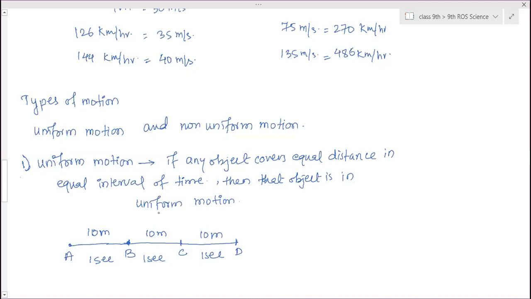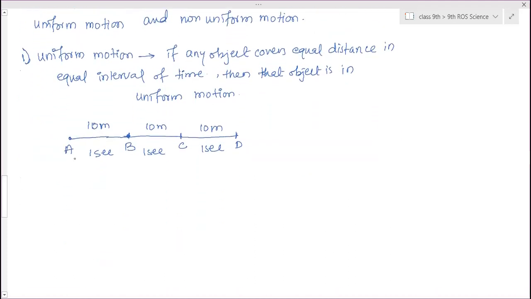Every time, whatever distance it has covered is always equal. We have taken a 1 second duration, so it is always covering 10 meter. From D to E also, it is moving 10 meter distance, again covered in 1 second. Whatever interval we have kept constant, the same distance is traveled by the object. So that object is said to be in uniform motion.